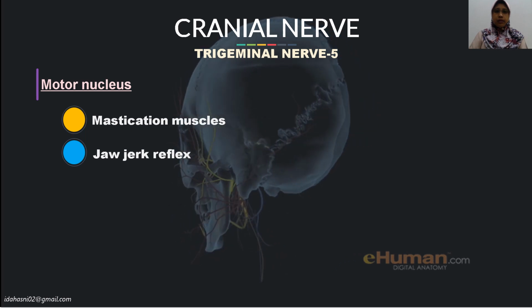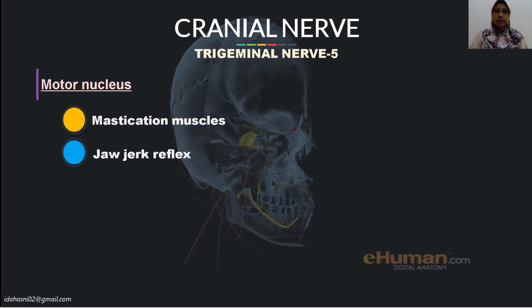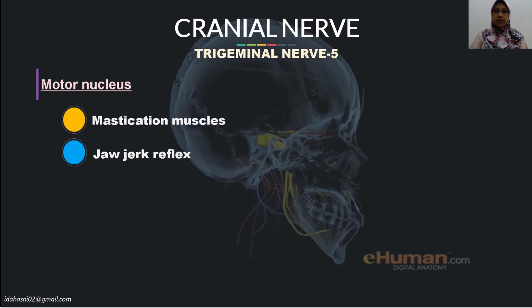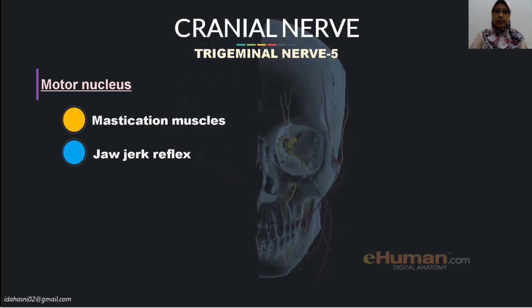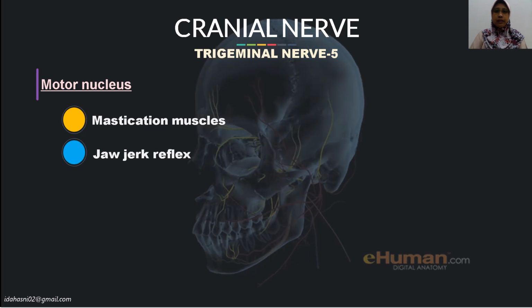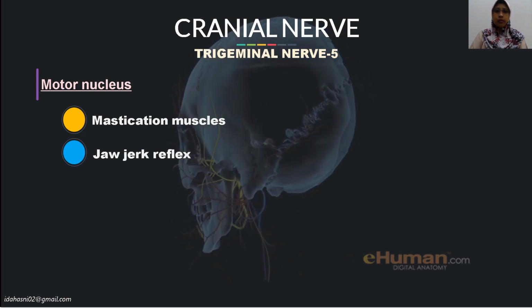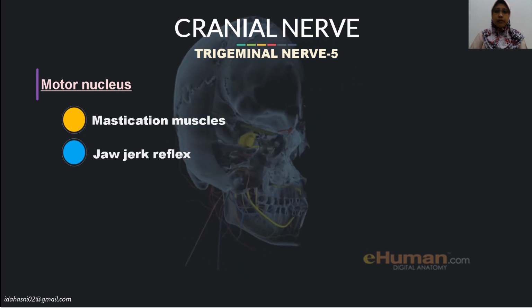The motor nucleus of the trigeminal nerve innervates the muscles of mastication, including the medial and lateral pterygoid muscles, the tensor tympani and tensor veli palatini, and mylohyoid, and the anterior belly of the digastric, all on the ipsilateral side. This motor nucleus receives afferent fibers which are involved in the jaw reflex.